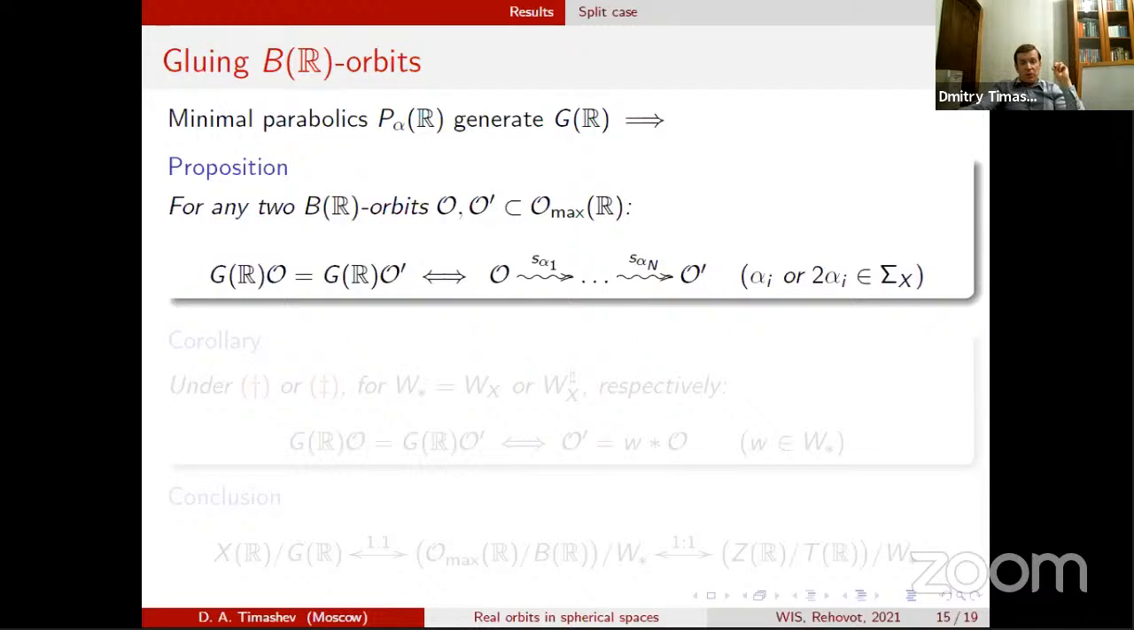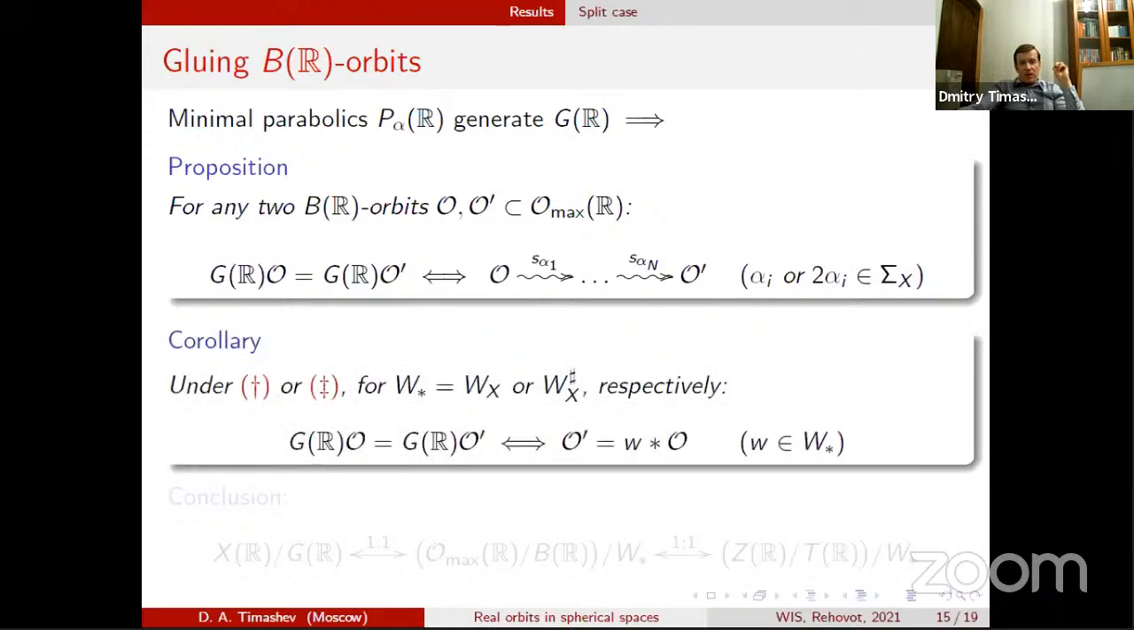And having this proposition, we get a corollary that under either of two conditions, dagger or double dagger, which I introduced before, for the respective groups, either the little Weyl group or the very little Weyl group, respectively, we have the following statement. The two orbits O and O prime sit in one and the same real G orbit, so they are glued together, if and only if they sit in one and the same orbit for this little or very little Weyl group.